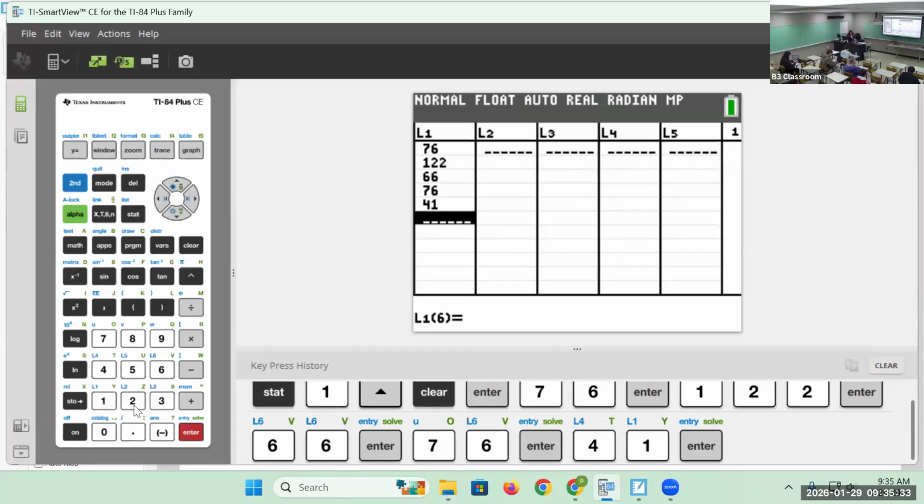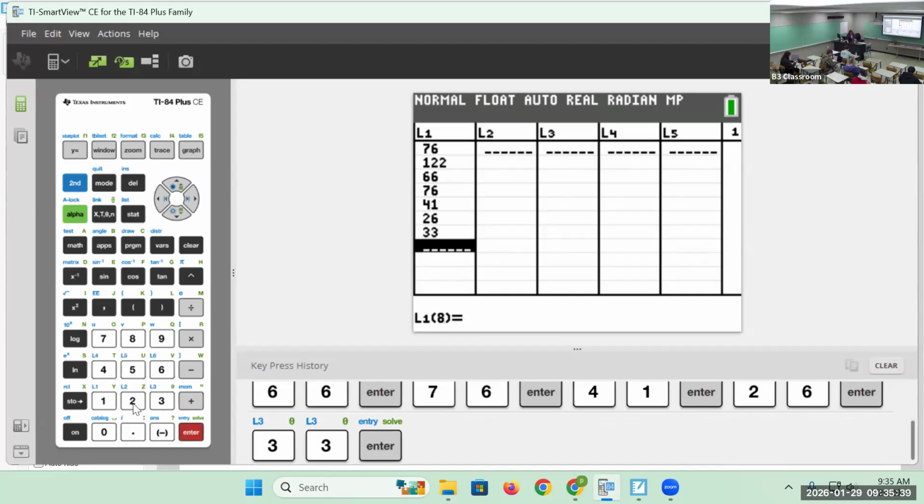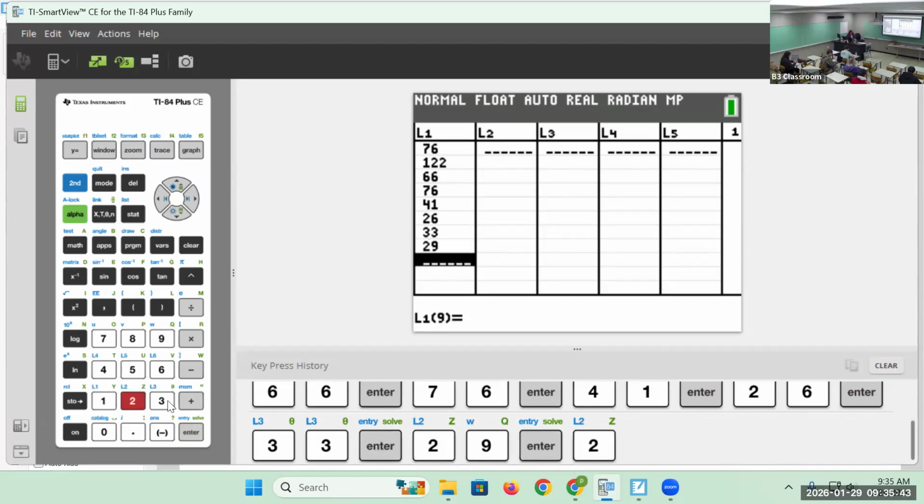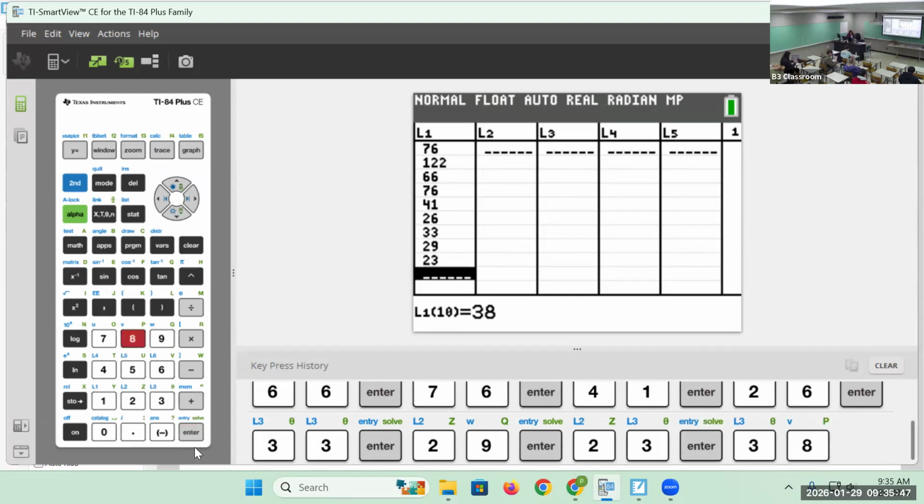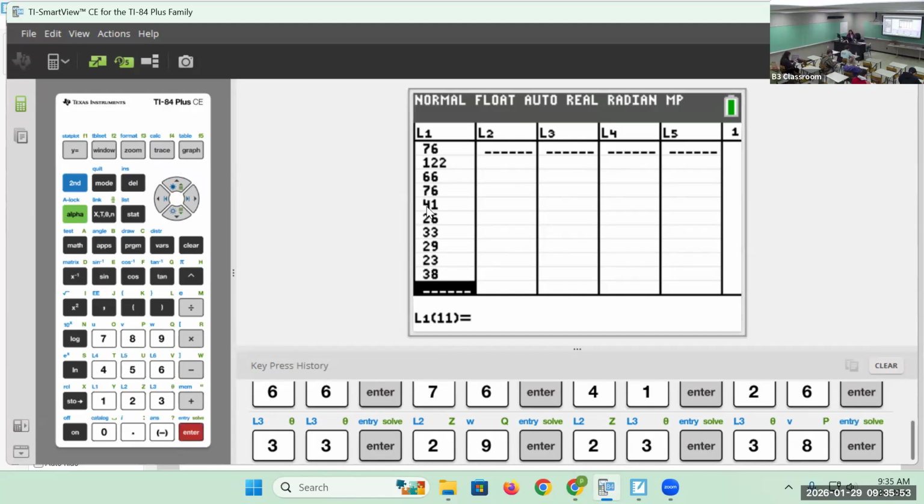41, 26, 33, 29, 23, 38. And that looks like it's 10 entries in each column. And that gives me a chance to double check and make sure that I've entered everything correctly. Even though it takes time, it pays off when you actually do the sorting. It really helps you out.